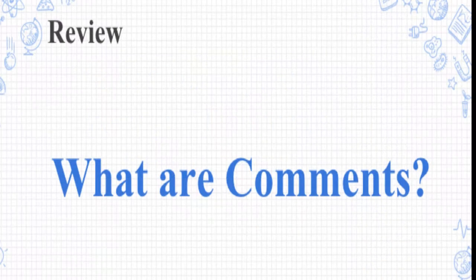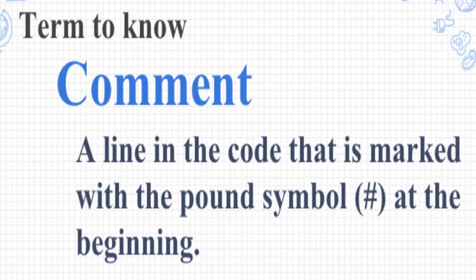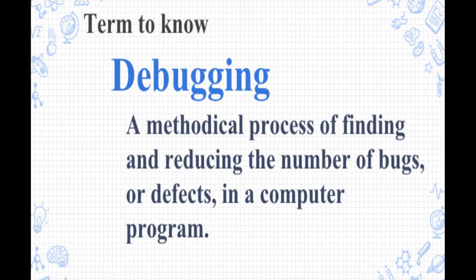And last but not least, what are comments? A comment is a line in the code that is marked with a pound symbol at the beginning. The computer does not treat this line as an instruction. Comments are mainly useful when we want to let someone else read our code and we want to write notes to be helpful. In Coding Adventure, the code will sometimes contain comments that will provide you hints on what to do next. That concludes the review part of the program.